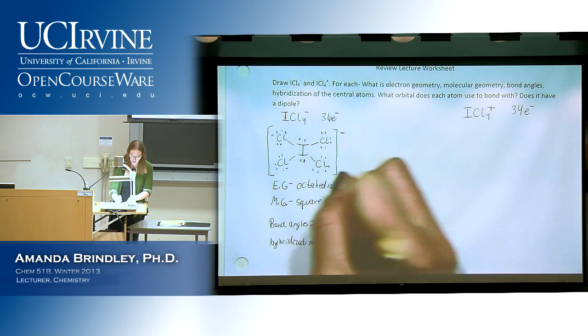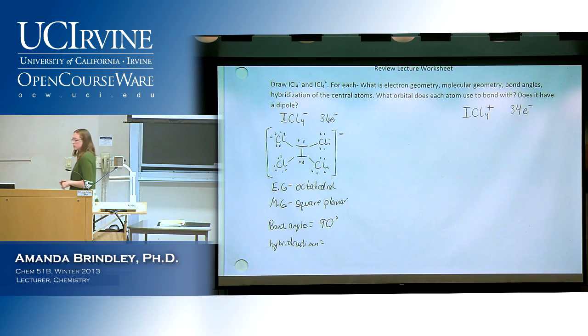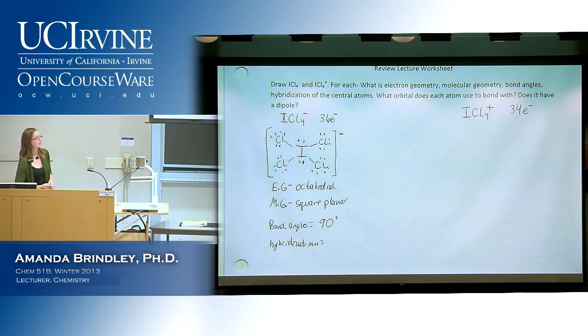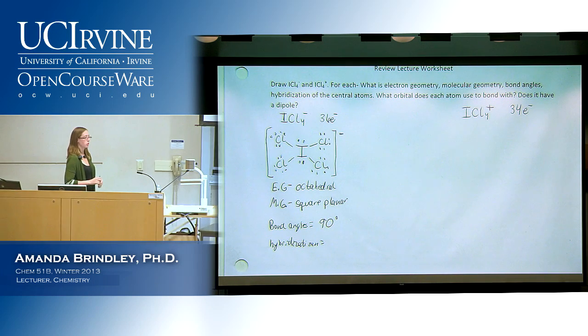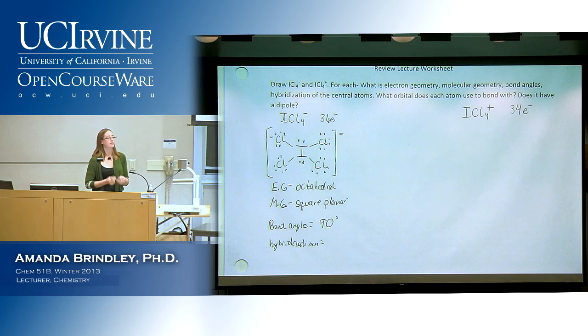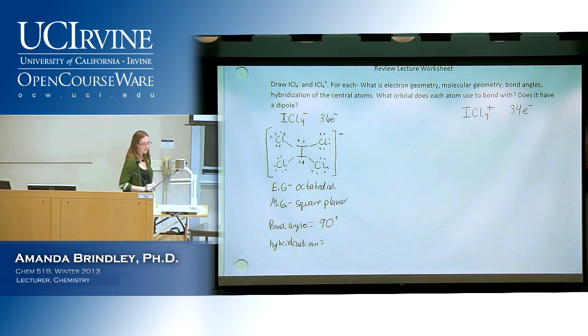Hybridization. So what was our steric number again? 6. So how many hybrid orbitals do we need? 6. So it's going to be sp3d2.